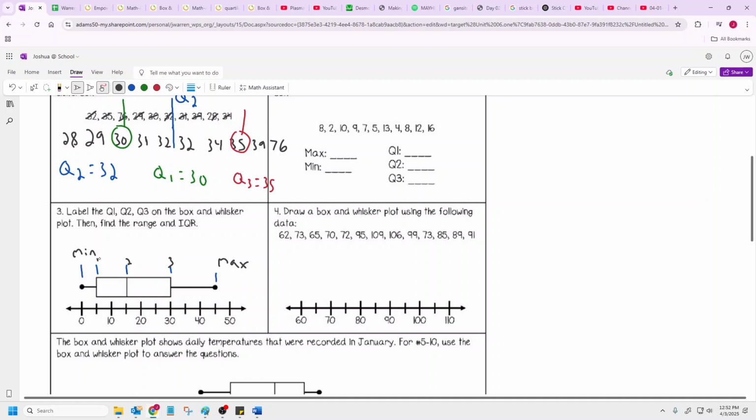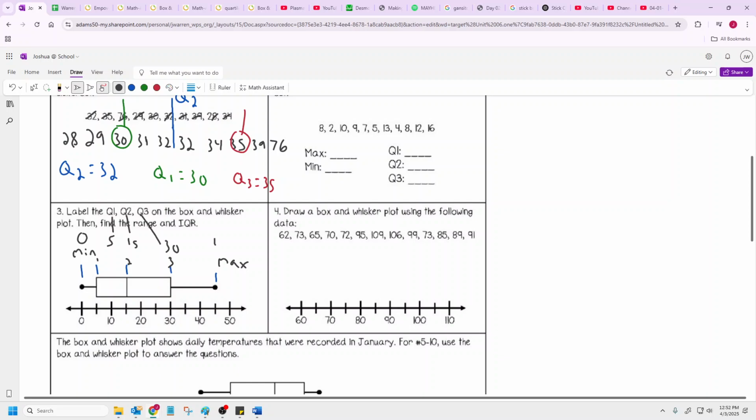So what do we have for our min? Well, check it out. Our minimum is 0. Our Q1, what do we have for it is 5. Our Q2, what do we have labeled here? It looks like it's 15. What do we have for our Q3? It's right over here. It looks like it's 30. And then our max, what does our max actually have for us?